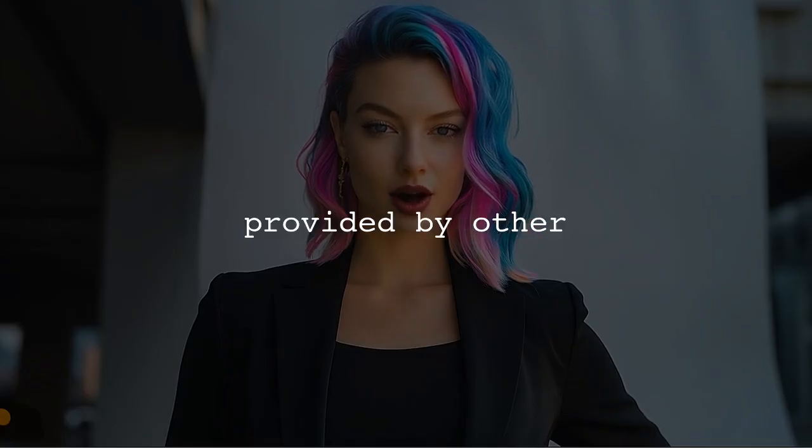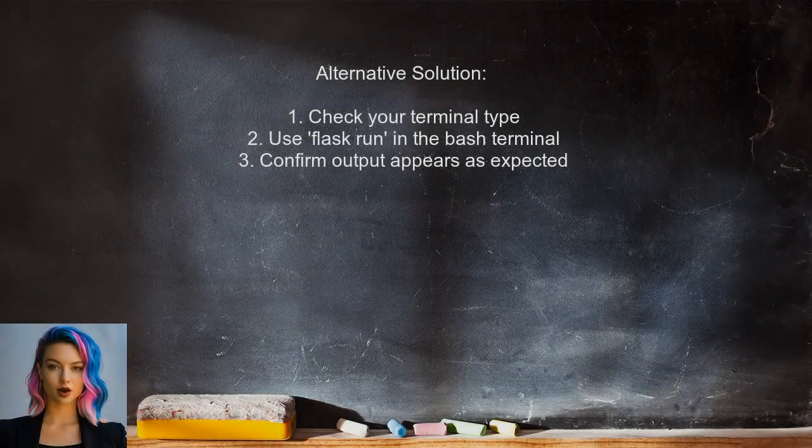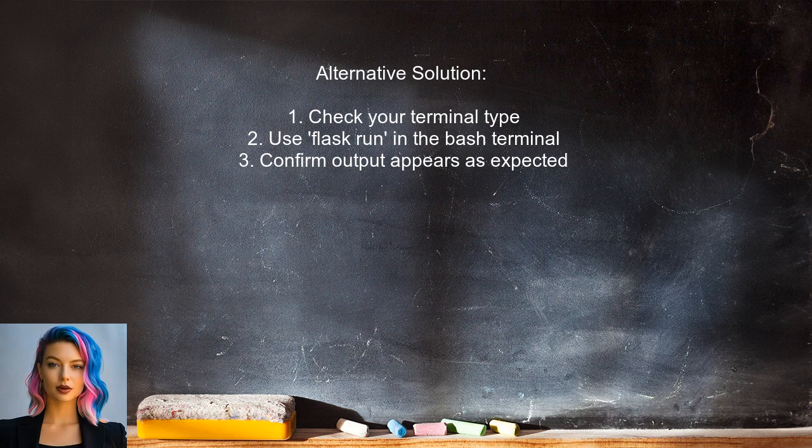Now let's look at the answers provided by other users. One user found that Flask wasn't printing to the console as expected. They discovered that the issue was due to running the command flask run from the Python terminal instead of their usual Bash terminal. Once they switched back to Bash, the output returned to normal.